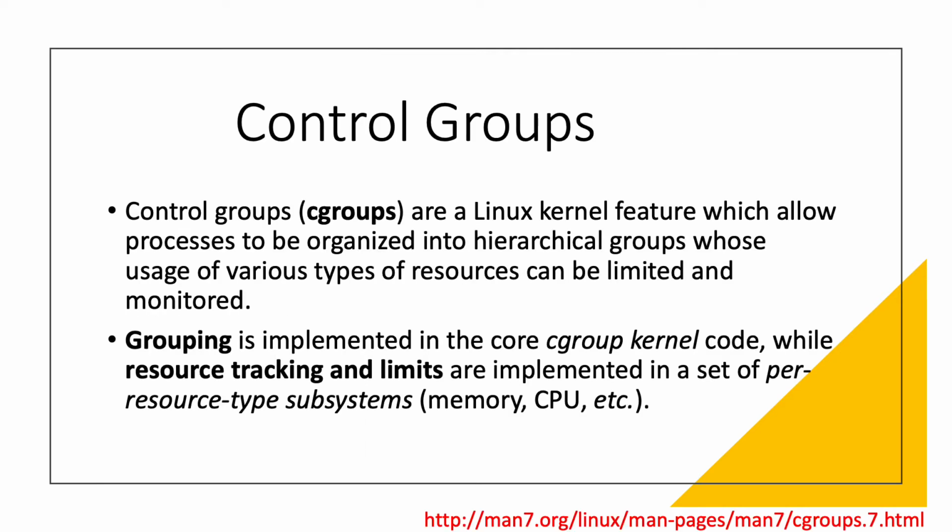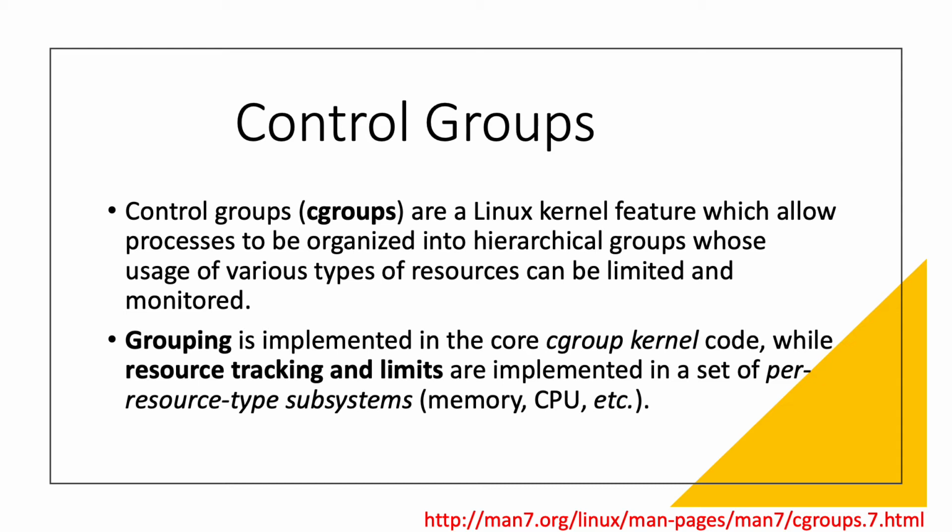Control groups, or cgroups as they're known, are a Linux kernel feature. What they do is organize processes into hierarchical groups, for usage of various types of resources. In an operating system, you often want to limit the amount of resources any process or application can have, because you don't want one taking up all the resources, as that becomes very inefficient. You also want to be able to monitor what's happening to the resources.